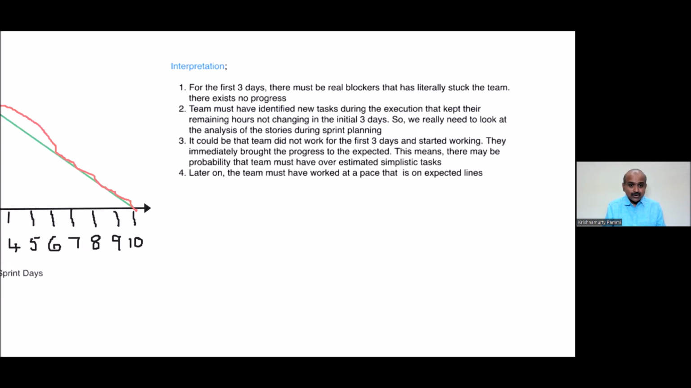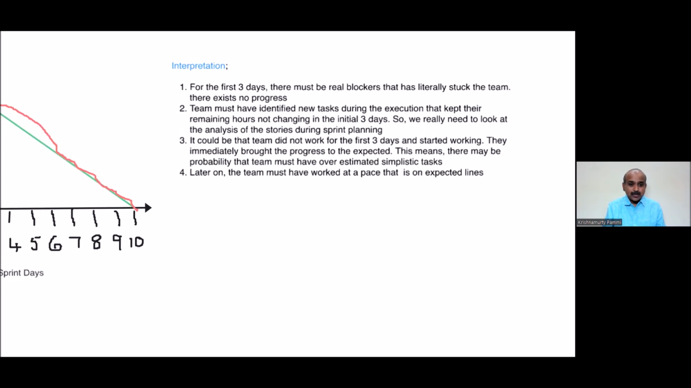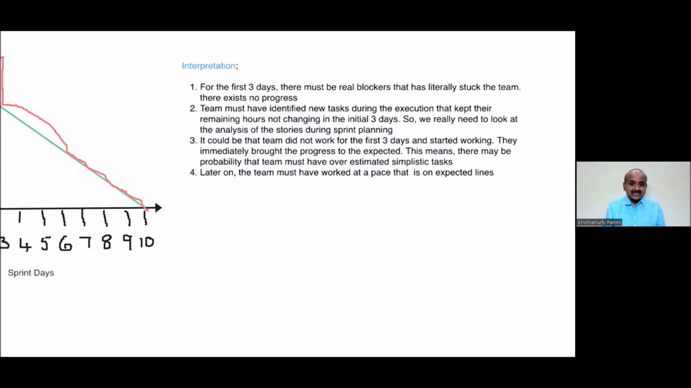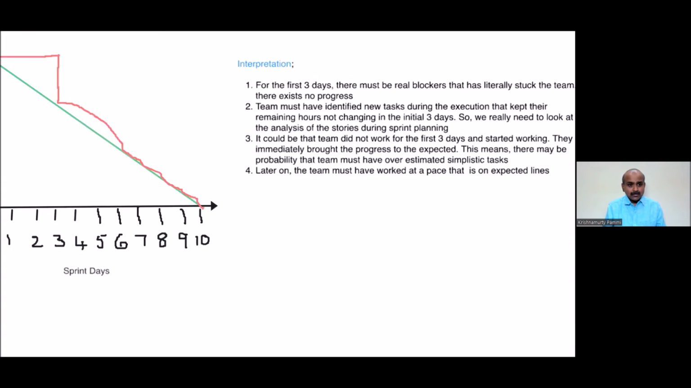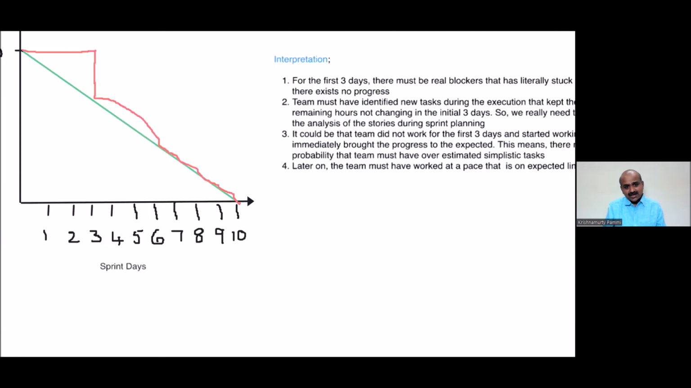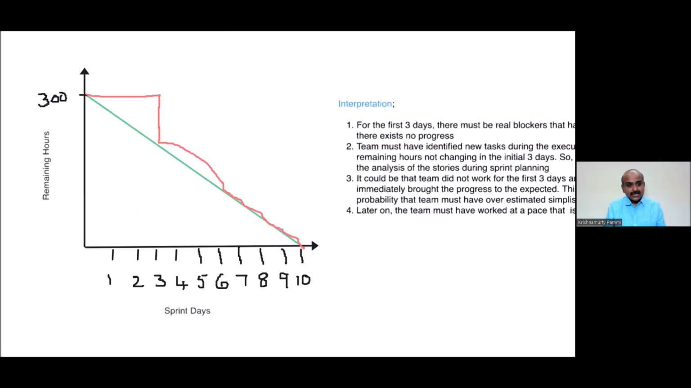They immediately brought the progress to the expected. This means there may be a probability the team must have overestimated simplistic tasks. A simple task, they must have given more time. So on third day, they brought it down. Later on, if you see here, this trend is okay, but this trend is not okay. It talks many messages to us, my friends. Why is this horizontal? Is it because we have identified new tasks? Then there's a problem with sprint planning.